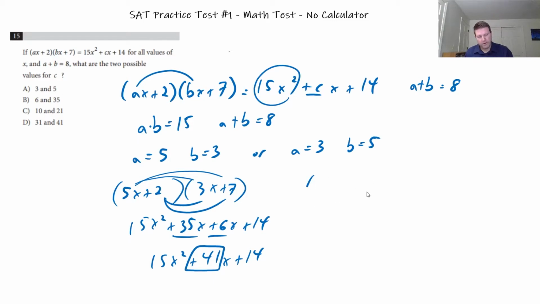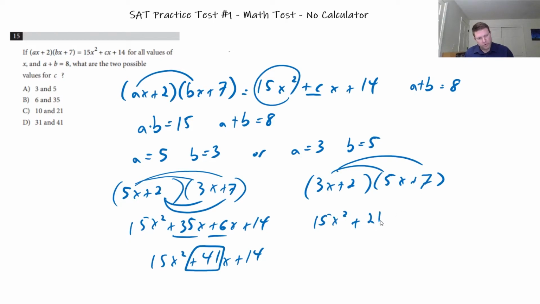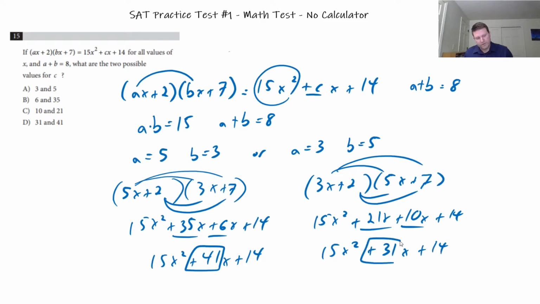And then I'm just going to FOIL out the second set right now. So it's 3x plus 2 and then 5x plus 7. And then again, FOILing this out. So we end up getting the 15x squared, and then this is now plus 21x, and then plus 10x, and then plus 14. So combine those middle terms for your second c value, and you get 15x squared plus 31x plus 14. So this is where the 41 and the 31 come from in D.